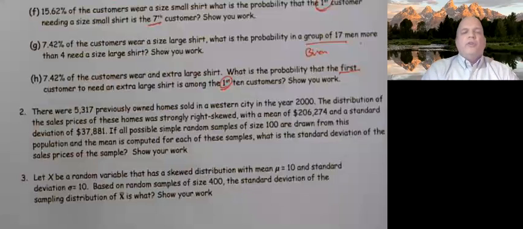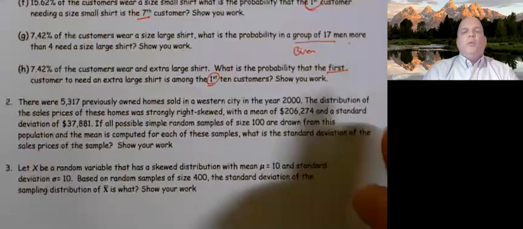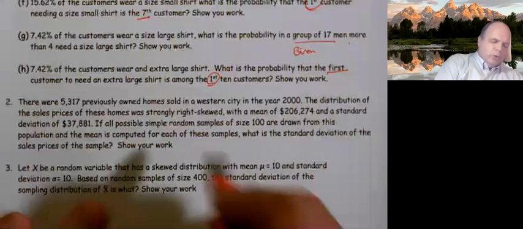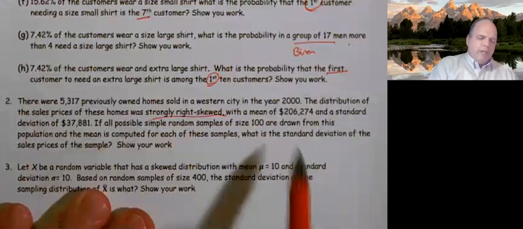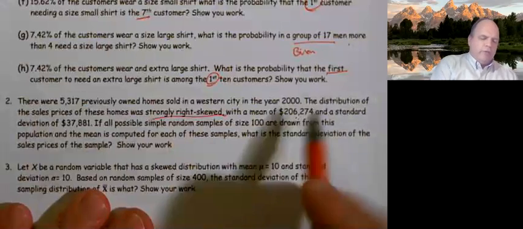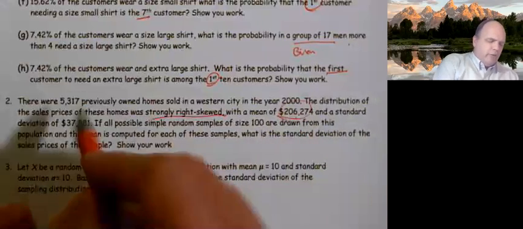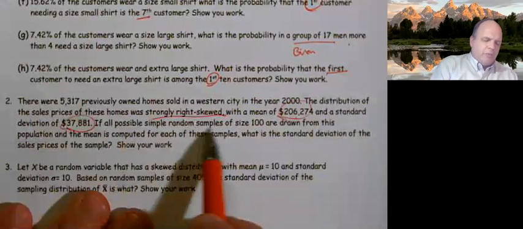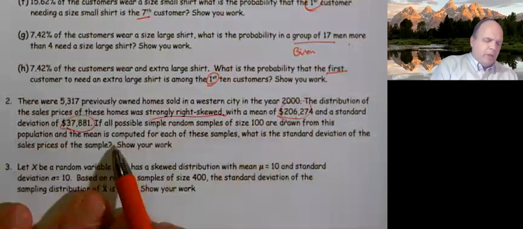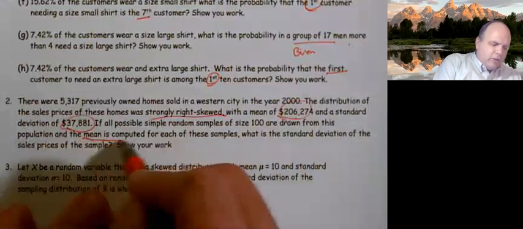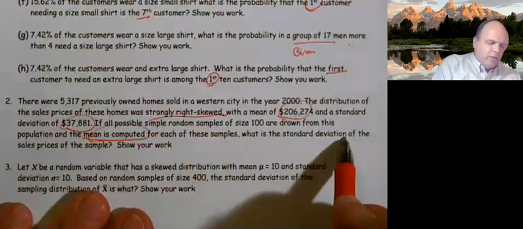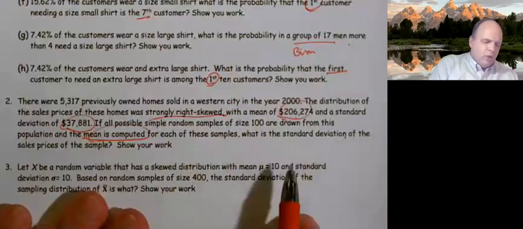There were 5,317 previously owned homes in a Western city in the year 2000. The distribution of sales prices of these homes was strongly right skewed, with a mean of 206,274 and a standard deviation of 37,881. If all possible simple random samples of size 100 are drawn from this population and the mean is computed for each of these samples, what is the standard deviation of the sale prices of the sample?